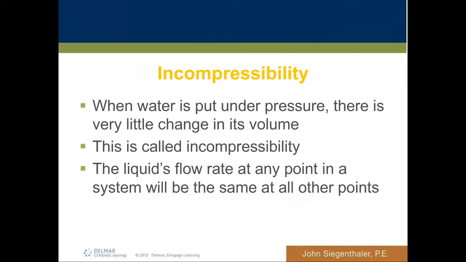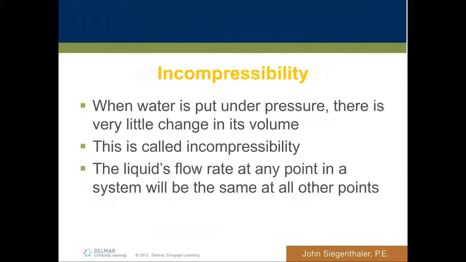Another one of its characteristics is that water is somewhat incompressible. When we try to pressurize water, we're not really changing its volume, and that's a good characteristic. Now, generally speaking, water can contain some dissolved oxygen, but that's not really compressible. If you have air bubbles in the system, that would be somewhat compressible. But pure water is really incompressible. So why do I care about that?